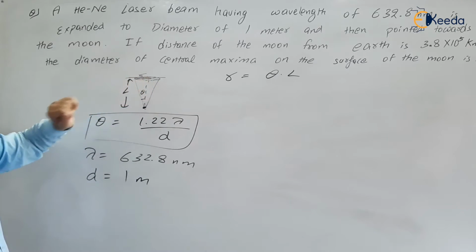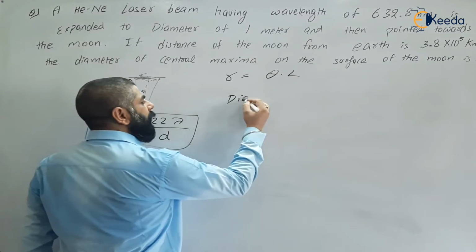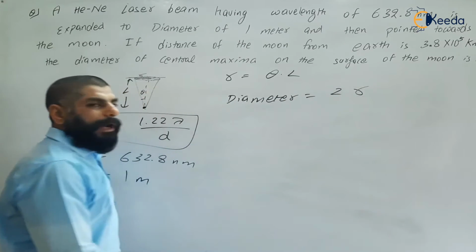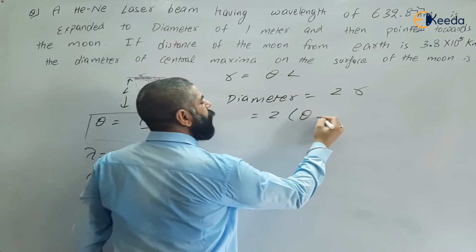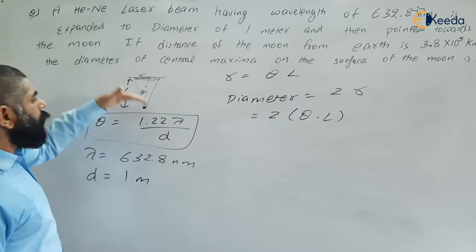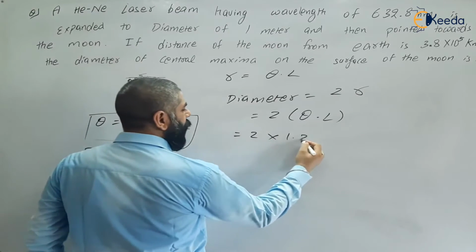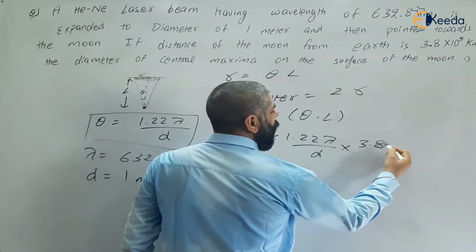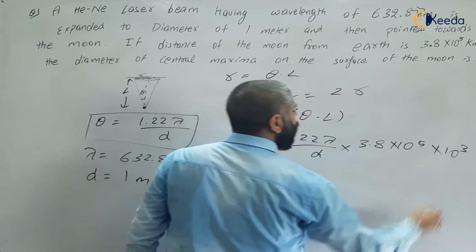So R is the radius of the circular spot and we have to find the diameter. The diameter of the circular spot on the surface of the moon is twice R, that is twice theta into L, where theta is the angular spread and L is the distance from source to destination. Now theta is given by 1.22 lambda by d, and L is the distance, given as 3.8 into 10 to the power 5 kilometers. Convert into meters, which means 10 raised to 3.